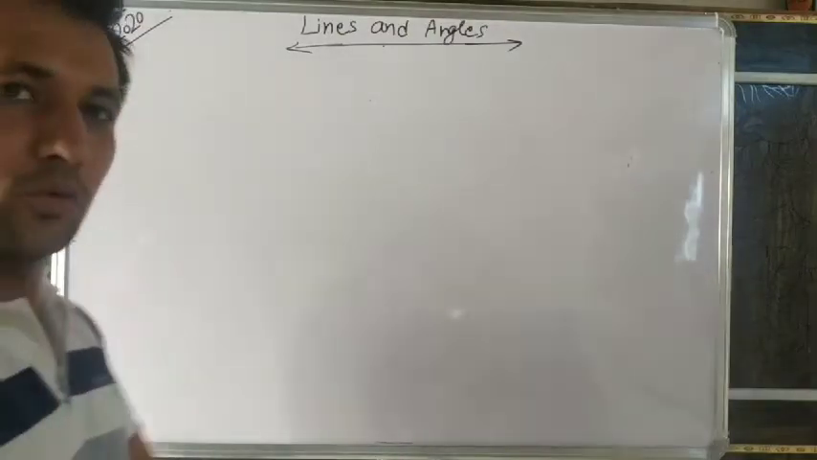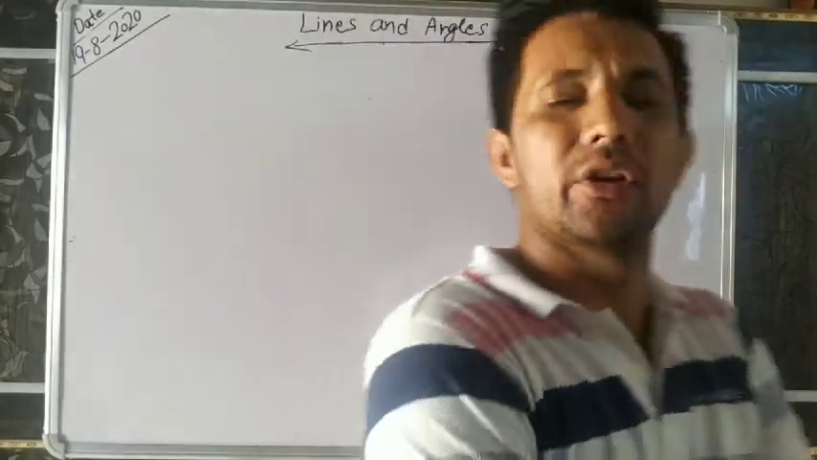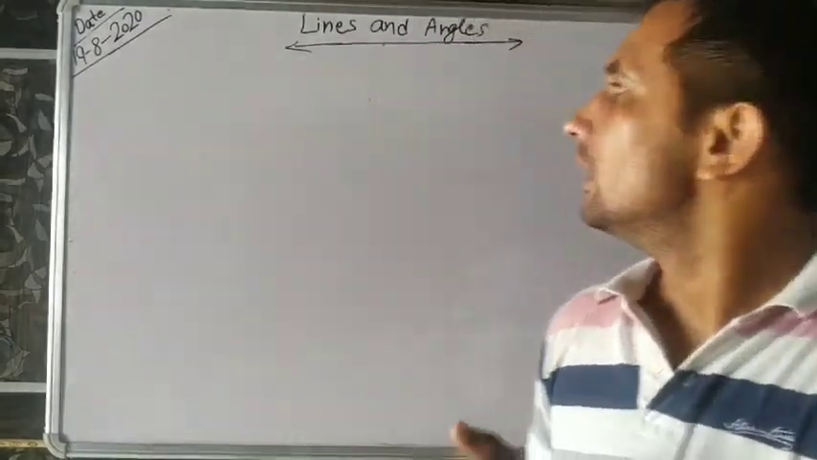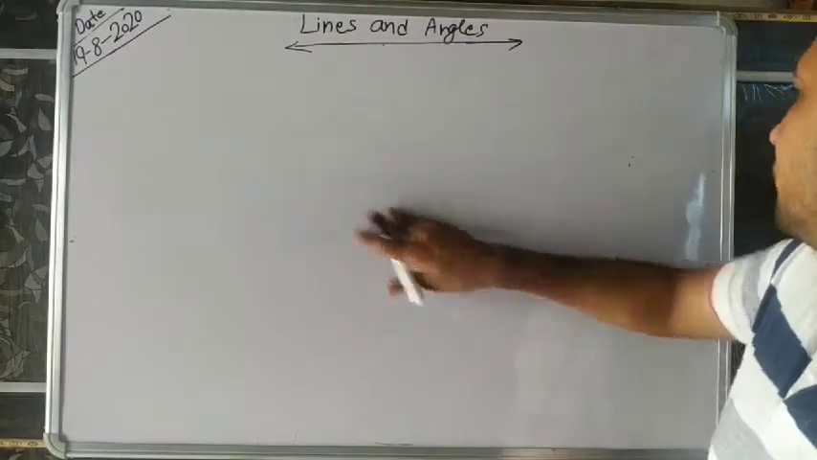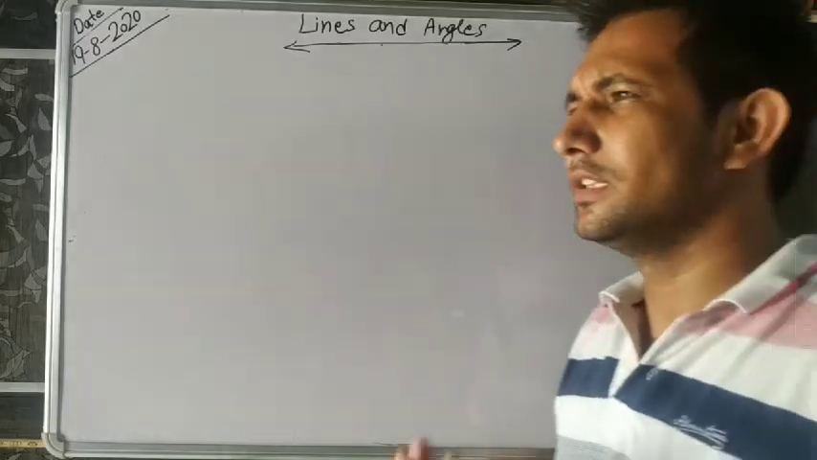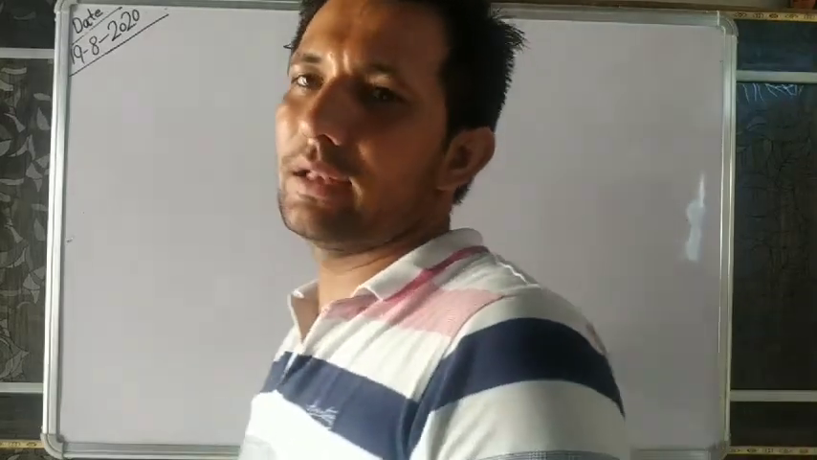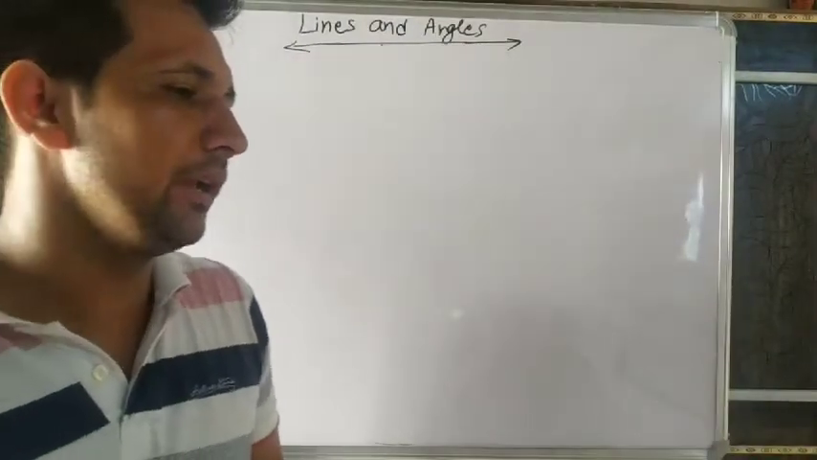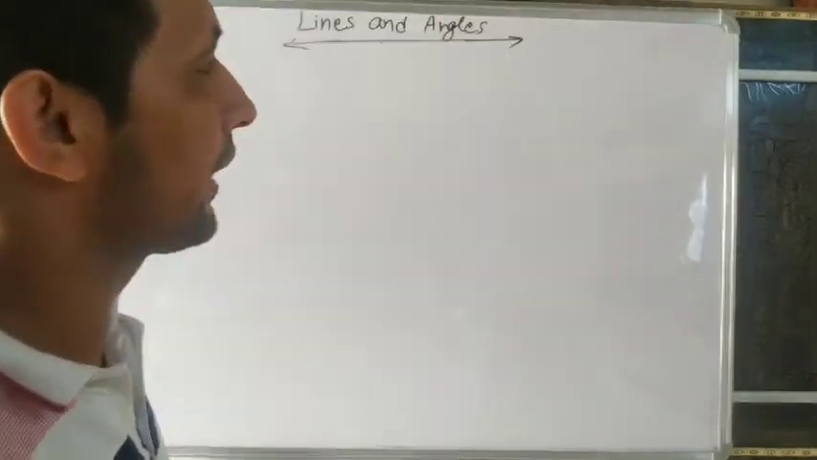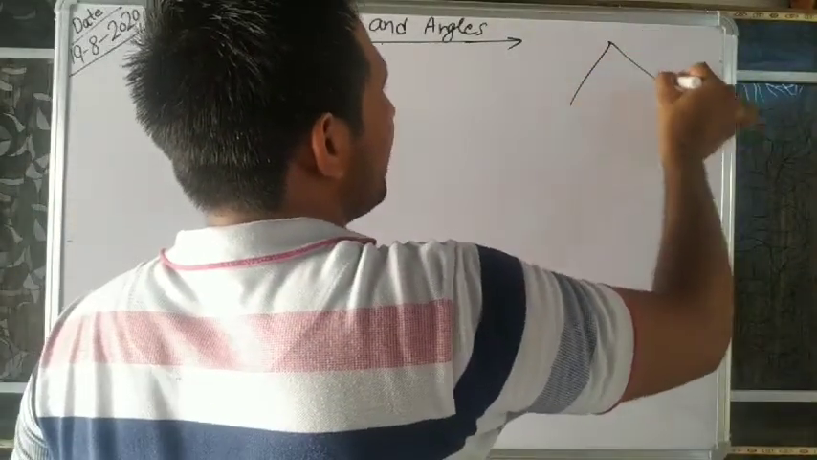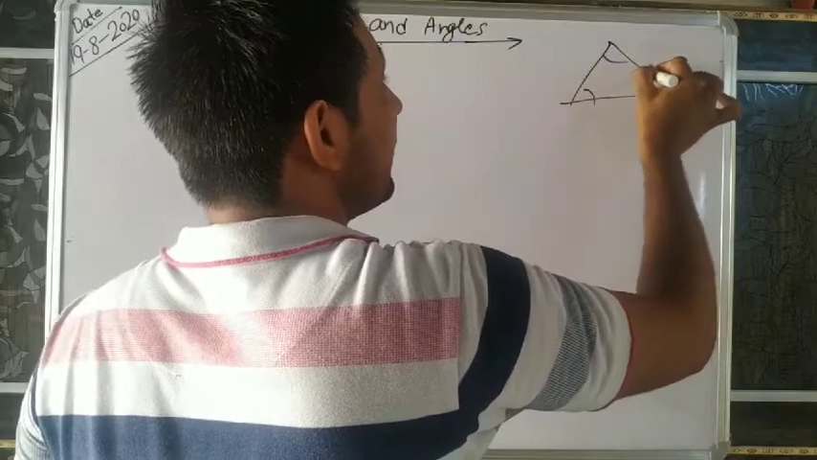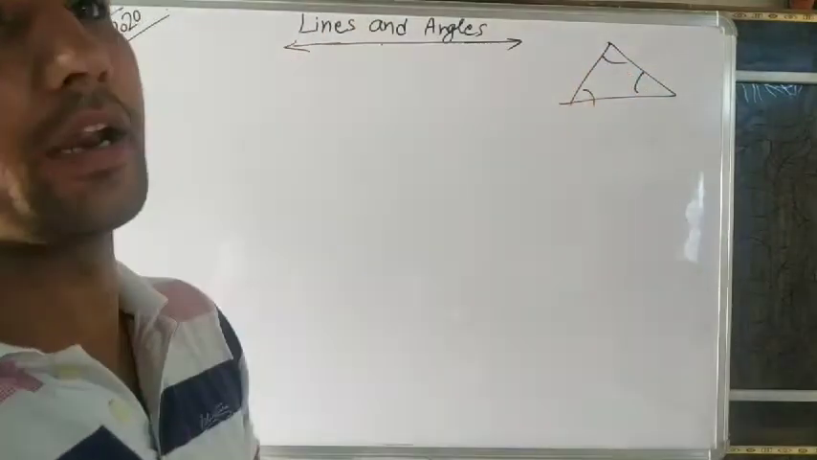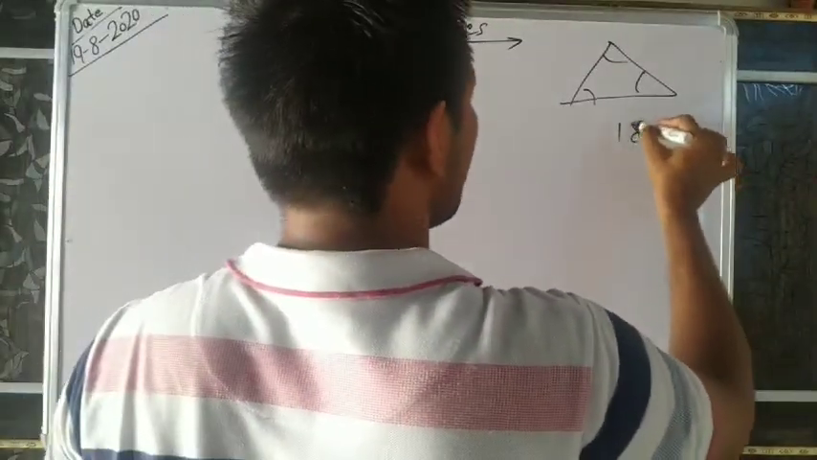Hello, good morning, students. Yesterday we discussed two important results. The first is the angle sum property. What is the angle sum property? The sum of the interior angles in a triangle is 180 degrees.